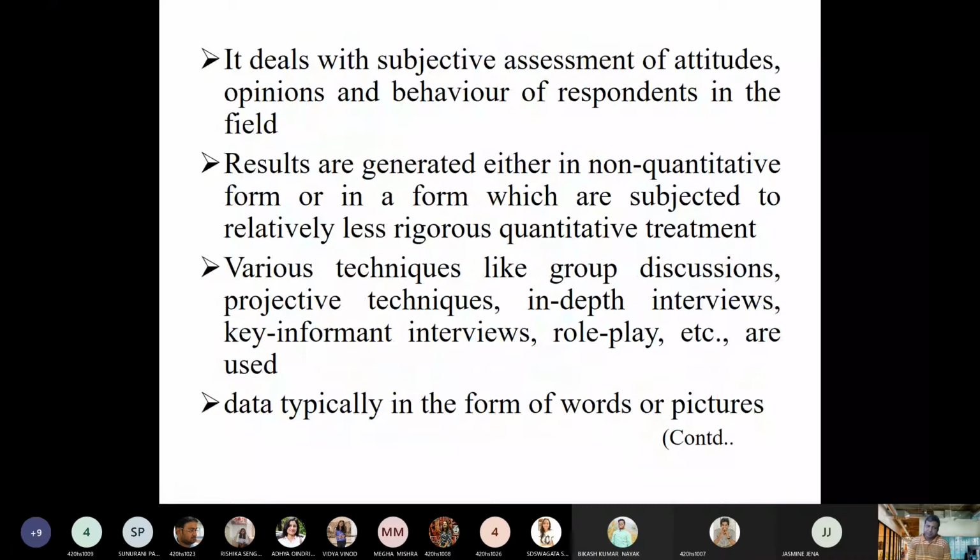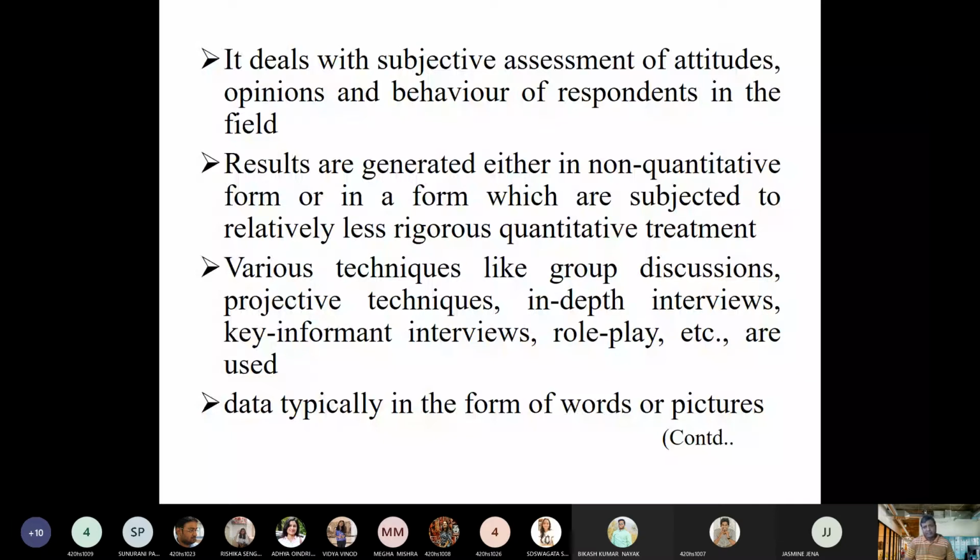It deals with the subjective assessment of attitudes, opinions and behavior of respondents in the field. You see, generally in quantitative research, whenever we collect people's attitudes, opinions and behavior, we collect them in a quantitative way, on different scales, and then we quantify. But in qualitative research, we do a subjective assessment of attitudes, opinions and behavior. Suppose somebody gave an opinion, somebody has a different kind of attitude, somebody has different behaviors. We subjectively assess all these things. We do not quantify this.